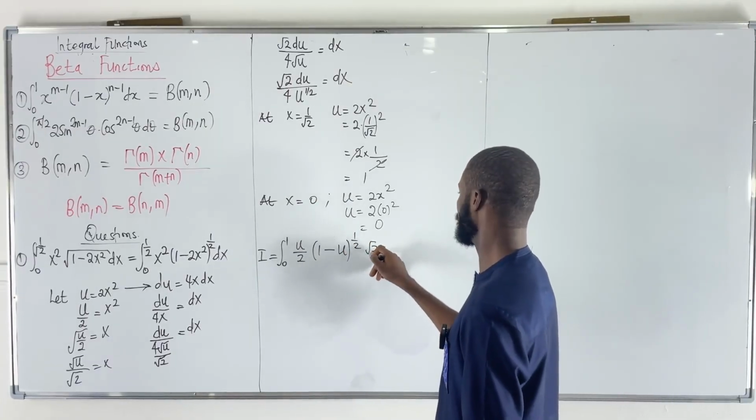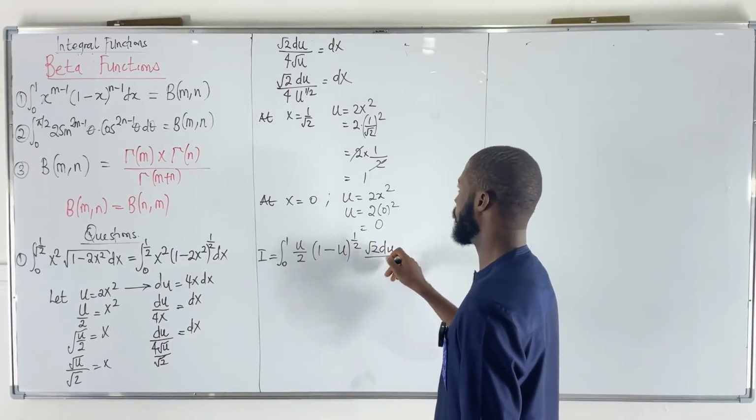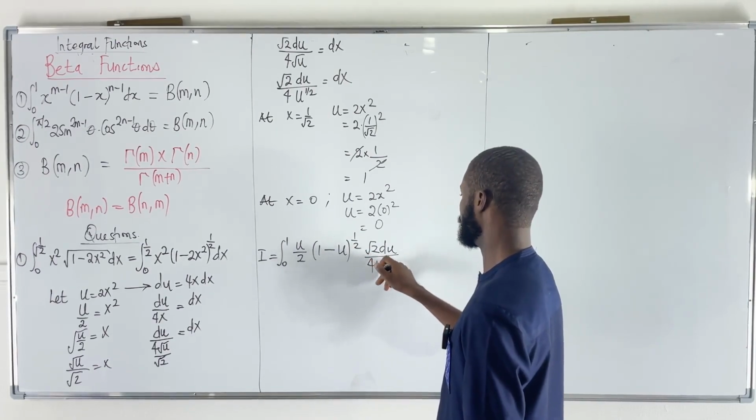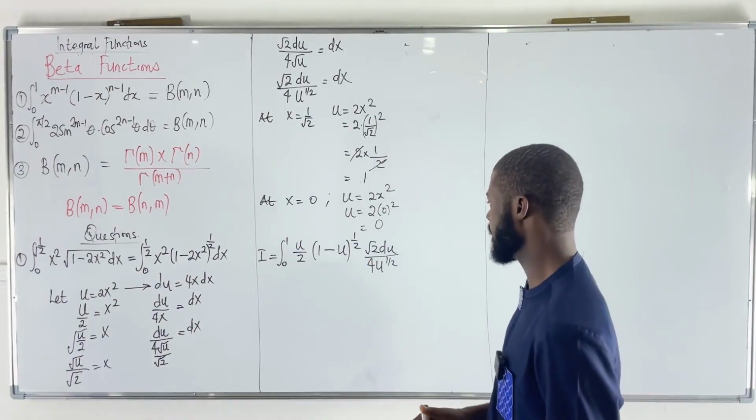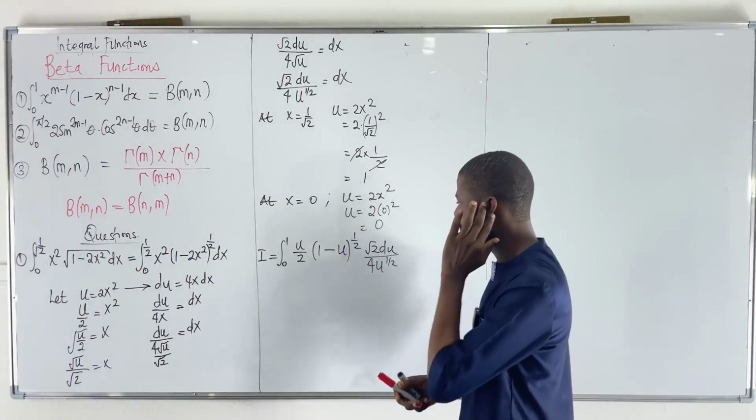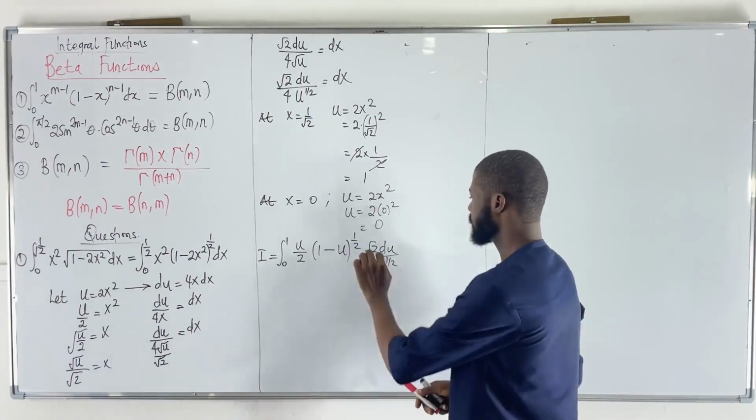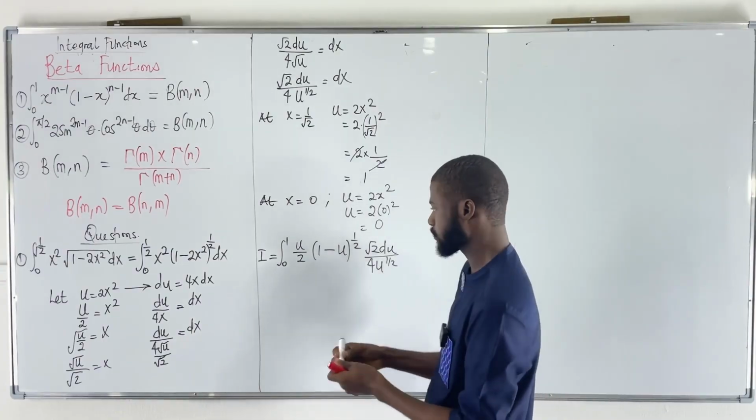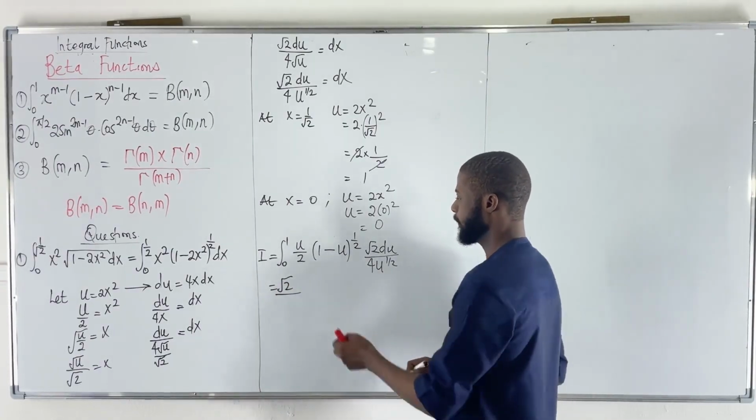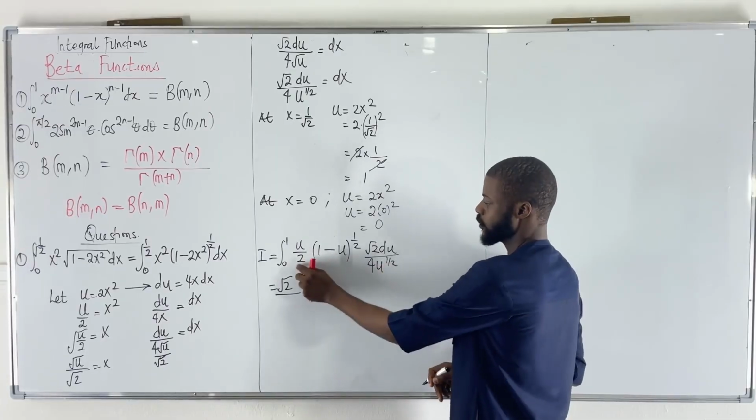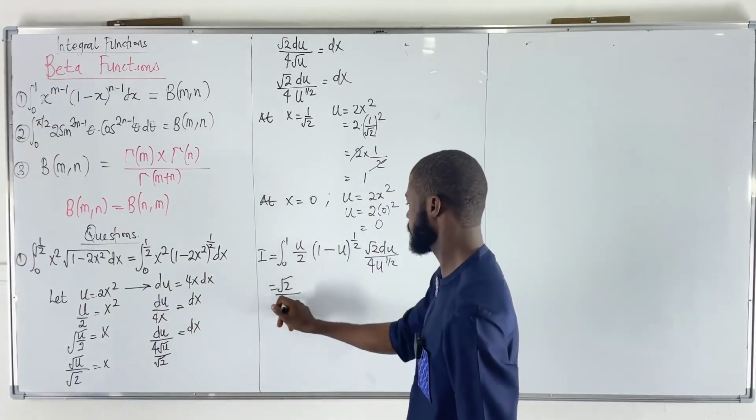So this is root 2 du over 4u to the power of half. Okay, that's a lot. So here's what I'm going to do. Please take note. Follow me. This is root 2 at the numerator. So this will become root 2 over, this is 2 times 4. 2 times 4 is 8.